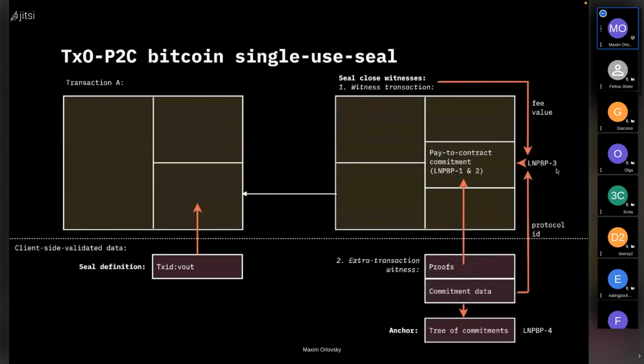And with that advancement, we had a more complicated scheme when we introduced the structure we call Core, which contained basically a tree of commitments under different protocols structured into a single message over which we close the seal, and which commitment to that message we put into the transaction output defined by LNPBP3, modifying the script pubkey with LNPBP2, and embedding that commitment into specific public keys inside that output using LNPBP1.